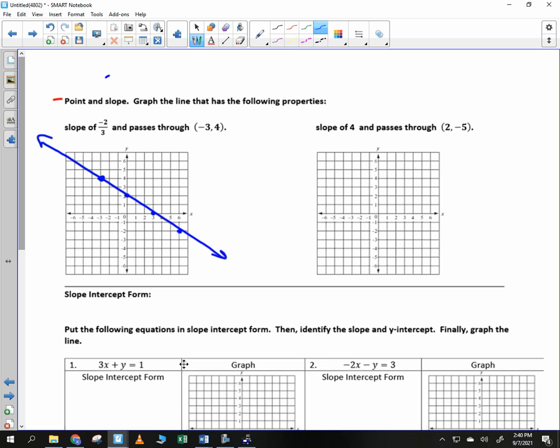The next one, slope of 4, passes through 2, negative 5. How do I produce the next points? Rise what? Rise 4, run 1. Rise 4, run 1. So on and so forth. You can see the line that develops. I've given you 3 ways to graph a line that has nothing to do with slope-intercept form. Yet slope-intercept form is probably what you use the most when you are graphing a line.